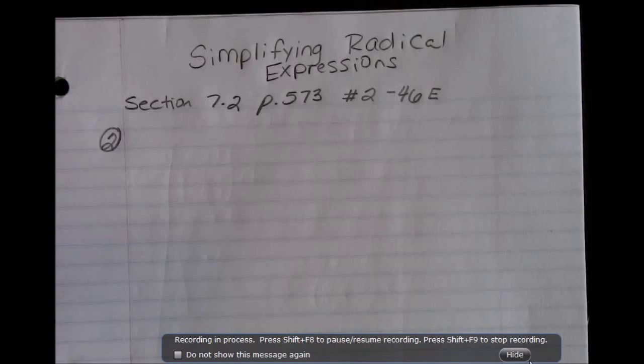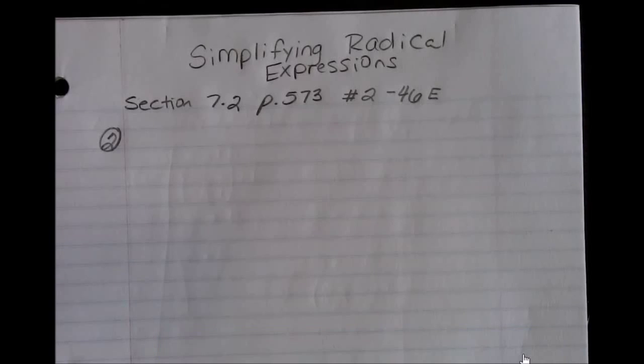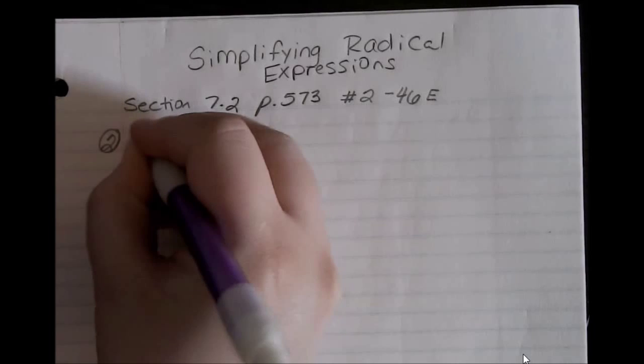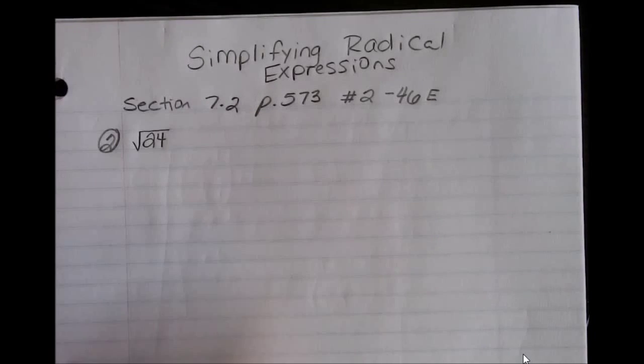In this section, we are going to review simplifying radical expressions. We are going to be working out of section 7.2 on page 573, and we are going to work numbers 2 through 46 even. On number 2, we have the square root of 24.